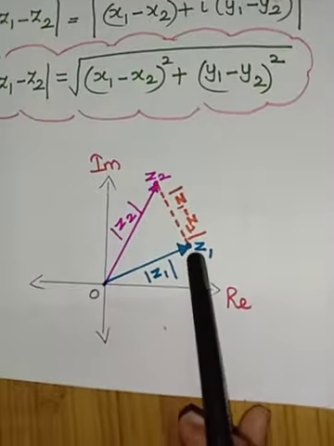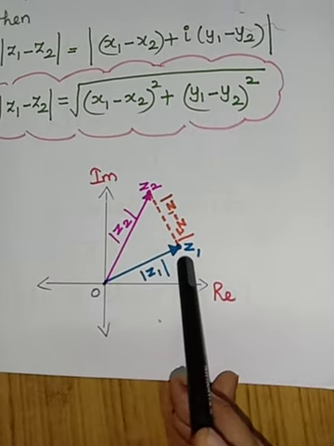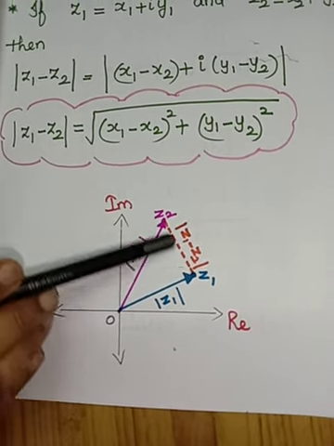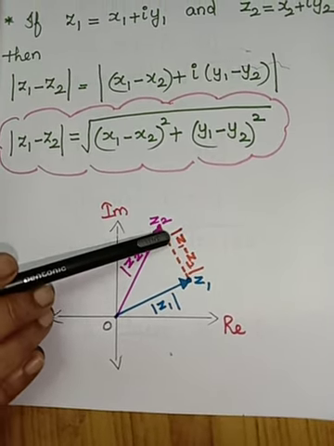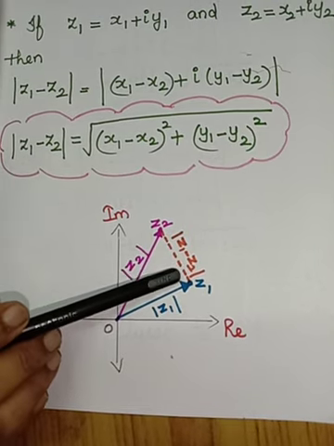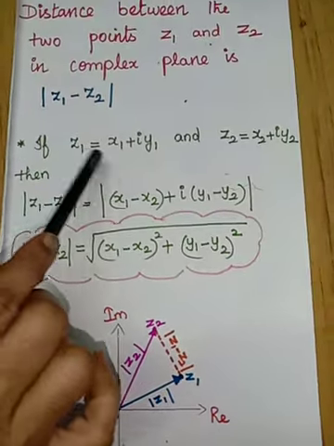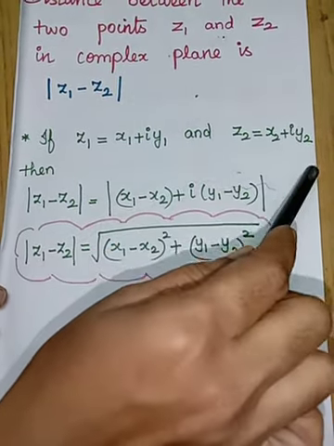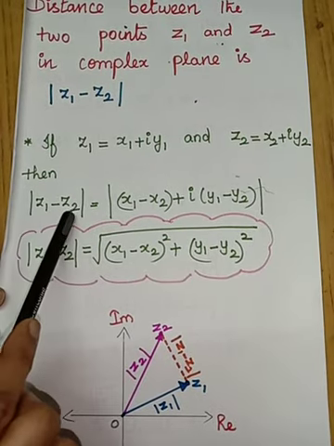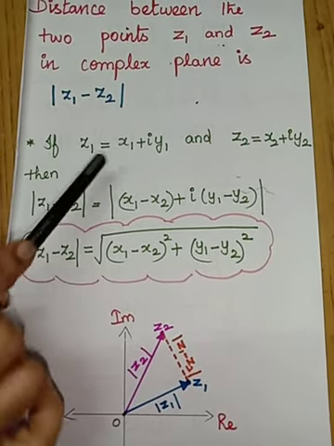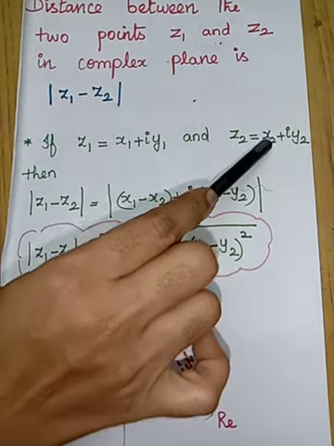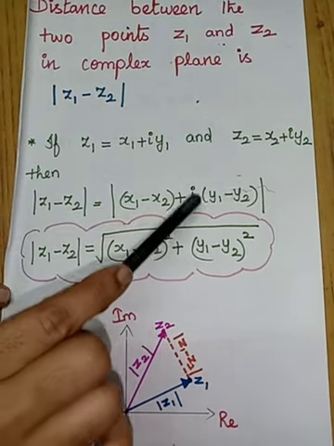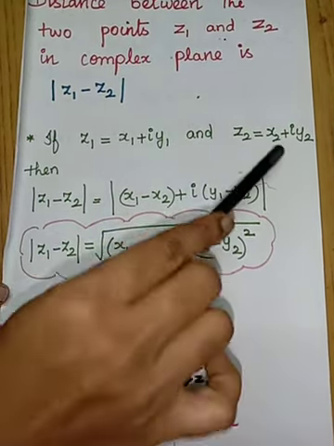So see that this is your first complex number. We can represent it as a position vector. This is the second complex number. So the distance between these two is nothing but modulus of z1 minus z2. Okay, you see now z1 I have taken as x1 plus iy1, z2 is taken as x2 plus iy2. Then what is modulus of z1 minus z2? That is nothing but modulus of, how to subtract these two? Real part has to be subtracted. So x1 minus x2 plus, from these two terms i is common, i is taken out, y1 minus y2.